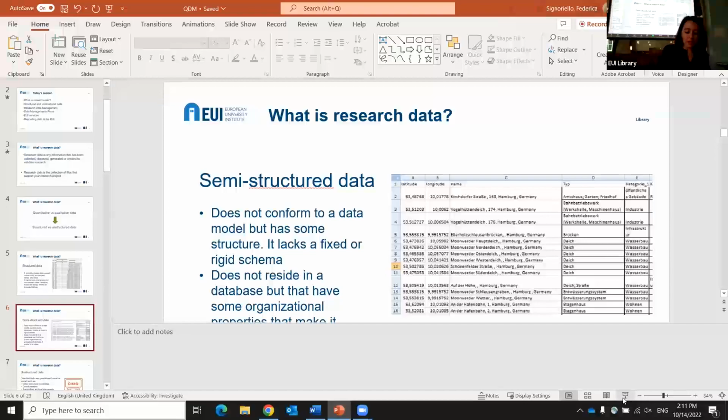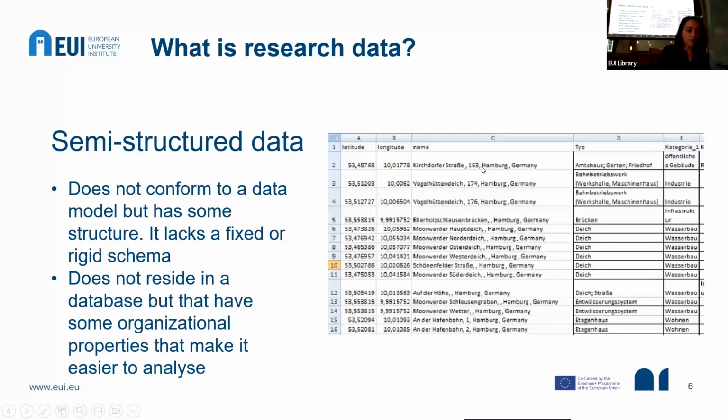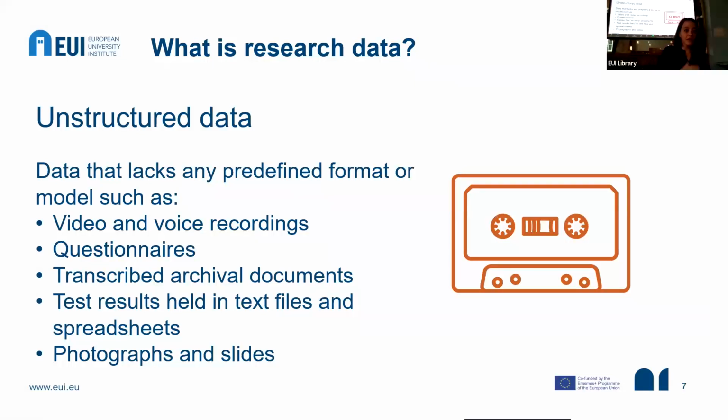Going back to our presentation, the last kind of data is obviously unstructured data. And as the word says, unstructured data is the data that lacks any predefined format or model. And I think this is what is of interest to you mainly: video and voice recordings, questionnaires, any kind of text, so transcribed documents, transcribed letters, text files, even spreadsheets. If it's something in a spreadsheet, it doesn't mean that it's numeric data, as we have just seen. Photographs and slides, anything that doesn't conform to a schema.